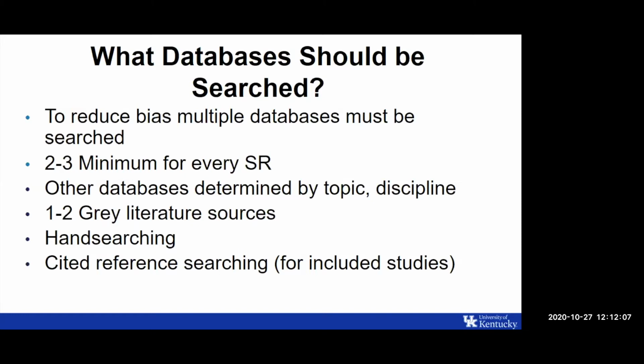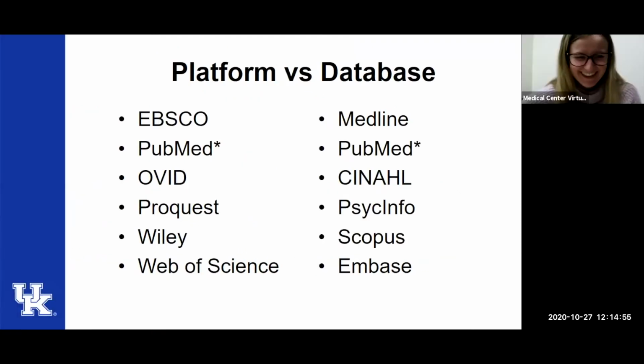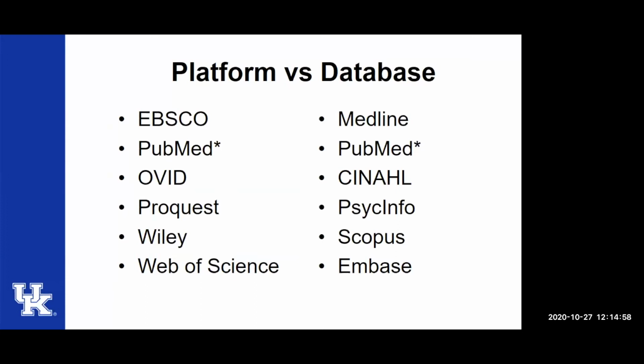So we want to talk a little bit about databases. Let's talk about platform and database for a minute, because people get confused about what is a platform and what is a database. So EBSCO is a platform, PubMed is a platform, and it has an asterisk, so I'll talk a little bit about that in a minute. Ovid is a platform, ProQuest is a platform, Wiley and Web of Science are both platforms. So a platform is what vendors provide for database content. Our databases are Medline, PubMed, CINAHL, PsycInfo, SCOPUS, and Embase. Those are just a few examples.